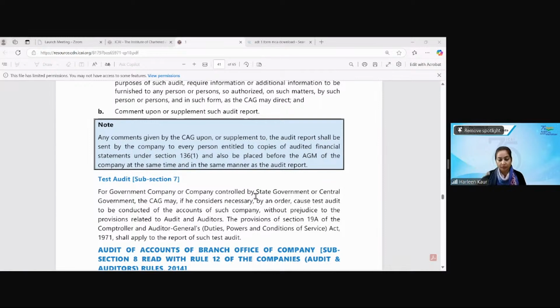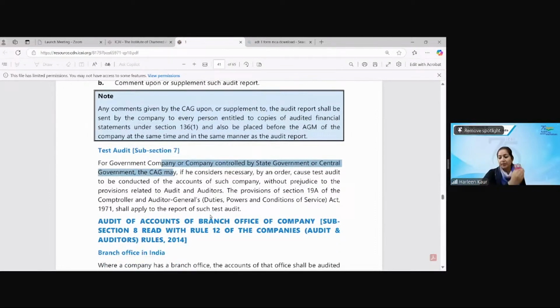Now after submitting the supplementary audit report, C&AG will give the comments. Comment upon such audit report means now C&AG will give their comments upon this supplementary audit report. And this will be laid down like the other audit reports before the AGM. But sometimes for government companies and government controlled companies, C&AG can also cause the test audit of the books of account. So simply you can write down: supplementary audit is of the financial statements, and test audit can also be required to be asked for the books of accounts, whether the books of accounts have been properly kept. So provisions of section 19A of the Comptroller and Auditor General Act will apply to the audit of such test audit.